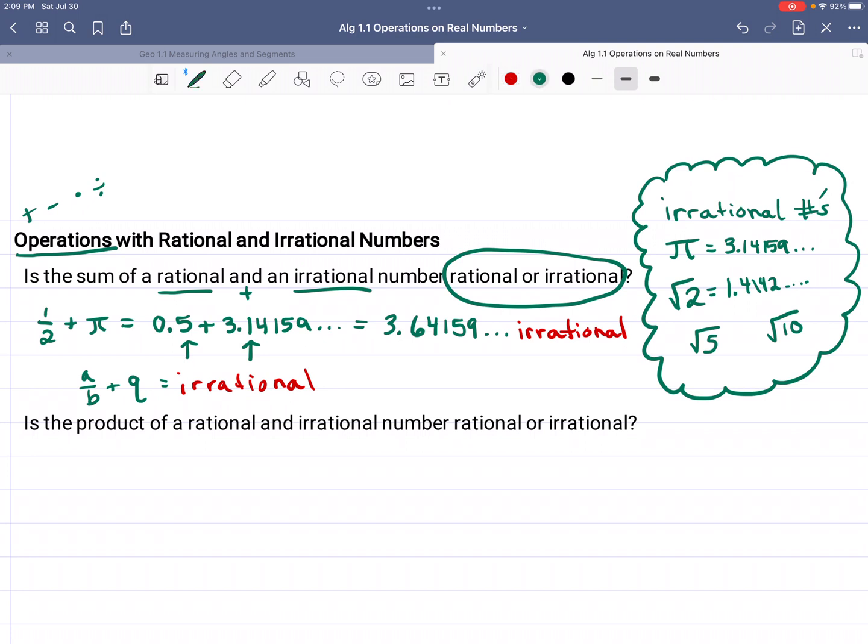Okay? This next one is not going to be an always. So now we're talking about a product. A product means we're multiplying. So, the product of a rational and an irrational. Is it rational or irrational? So if we multiply, let's use pi again for an irrational number, and we'll multiply it times 5. 5 times pi. Well, you're going to get 5 pi. There's no way around it. The pi doesn't just go away and magically become rational. So this is irrational.